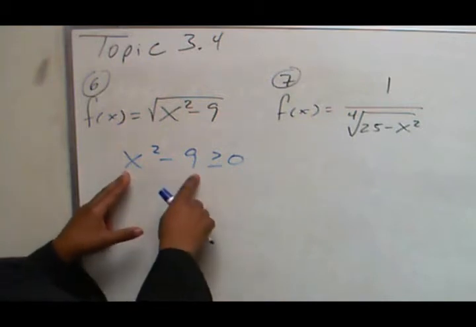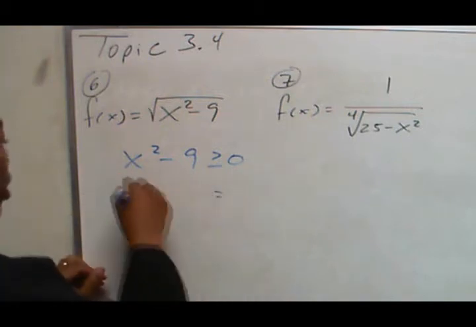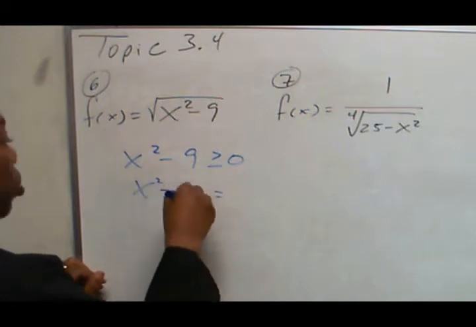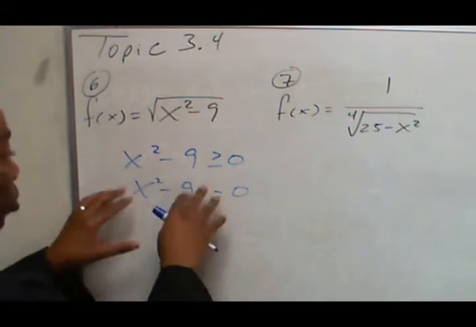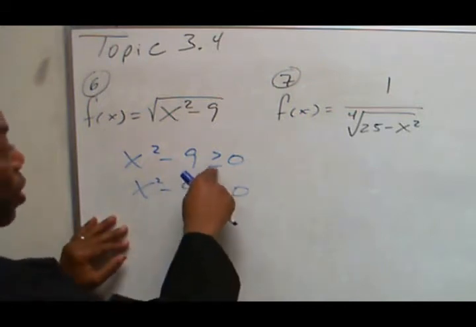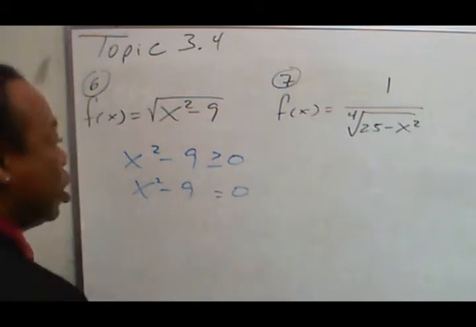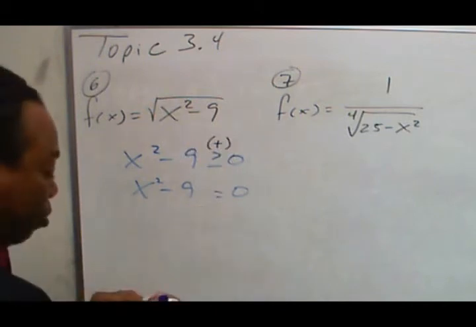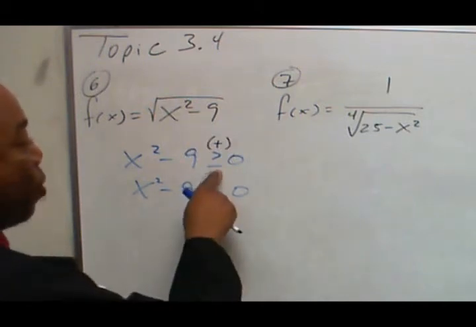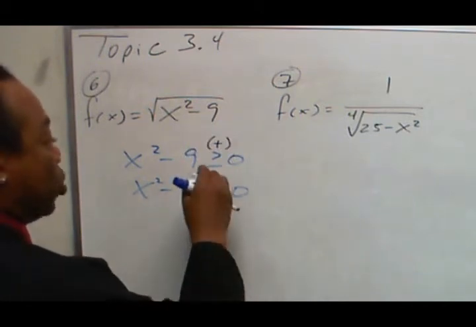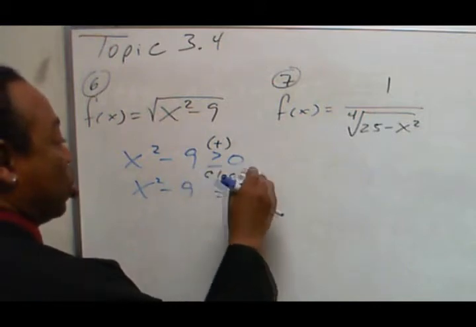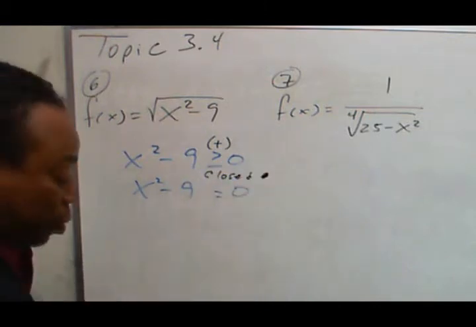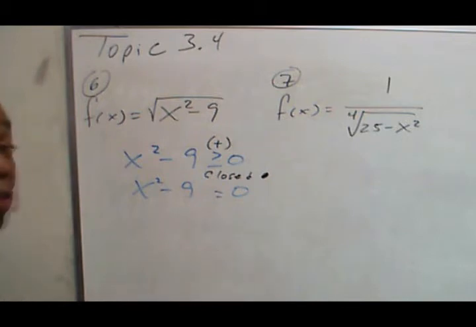Before I start the process of solving, I want to notice that this is greater than 0. This means that we're looking for positive parts of the graph. And we have an equal sign. This means we will have closed points. Alright, so let's go find those points.